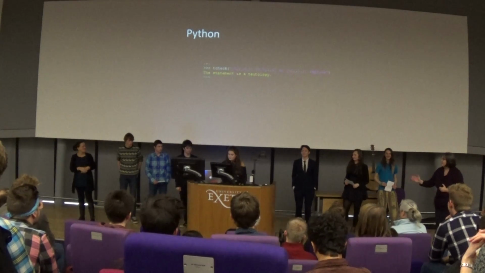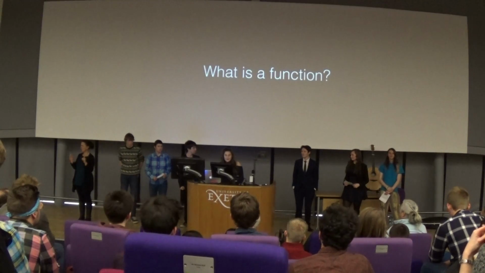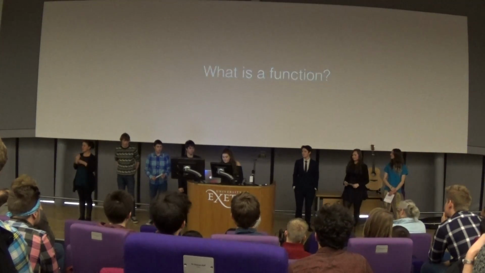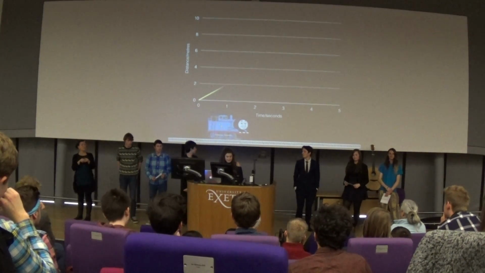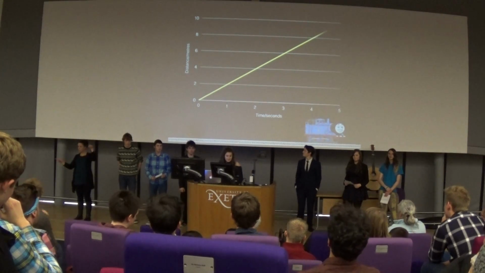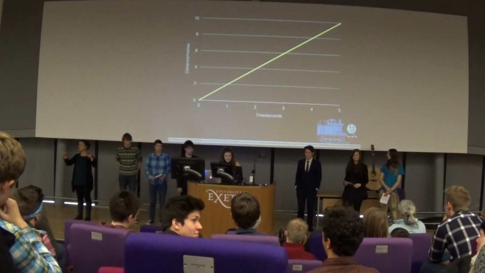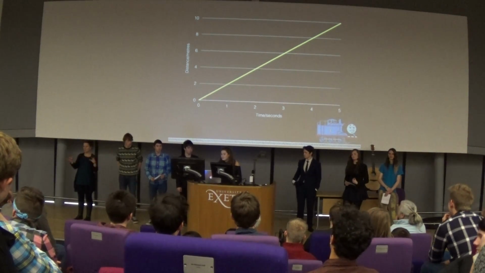on a periodic function. Okay, so what is a function? Well, the easiest way for us to explain to you is to show you an example. As you can see, as time progresses, the distance travelled increases. This shows that there's a relationship between the distance travelled and the time that's passed, and therefore distance is a function of time. That is essentially what a function does. It shows the relationship between two or more variables.